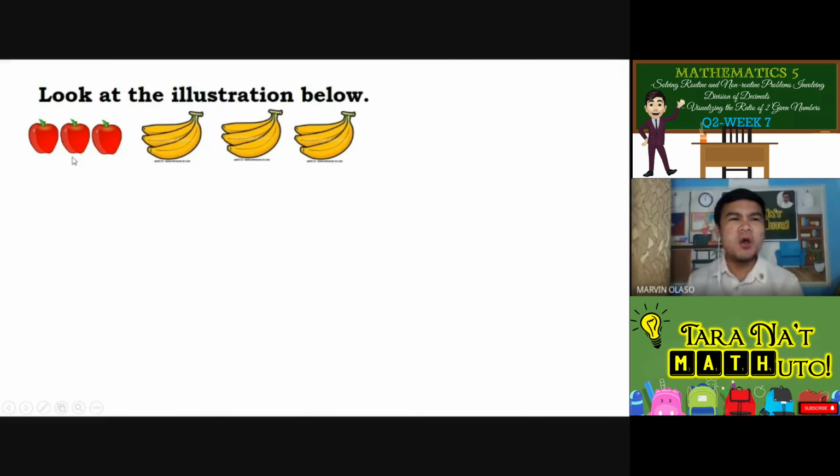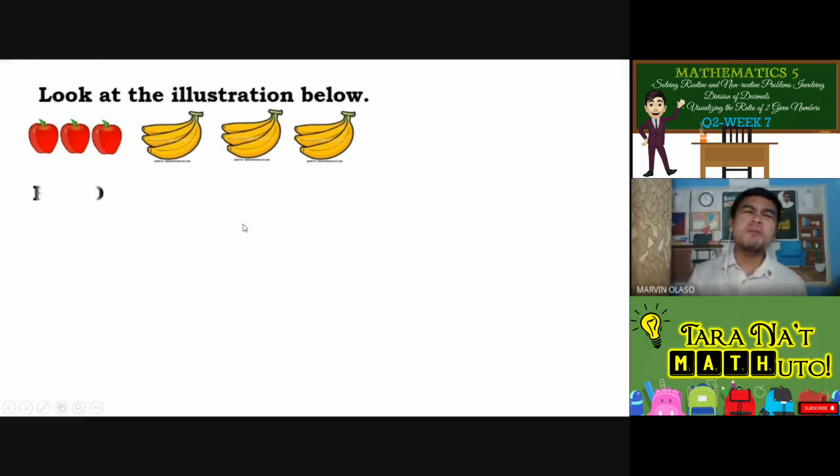So we have now apples and bananas. How many apples do we have? We have 3. What about bananas? Just 3? Oh, common mistake. We will count. There are 9 bananas. We have 3 plus 3 and another 3, or 3 times 3 equals 9. Please be mindful when we have this kind of drawing or illustration.